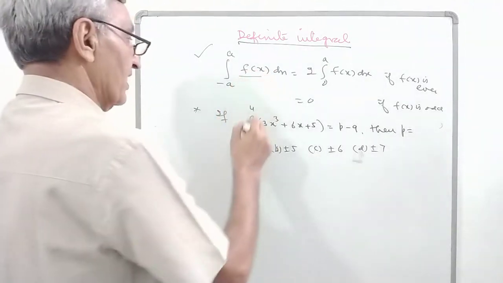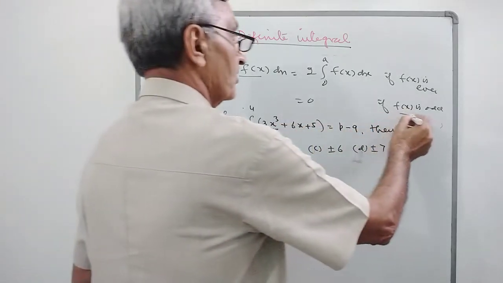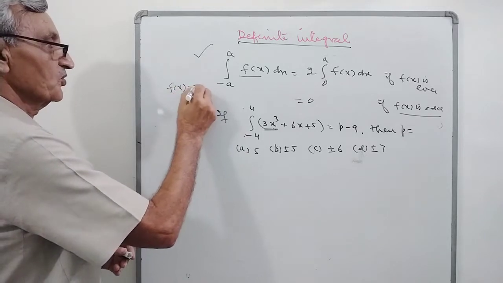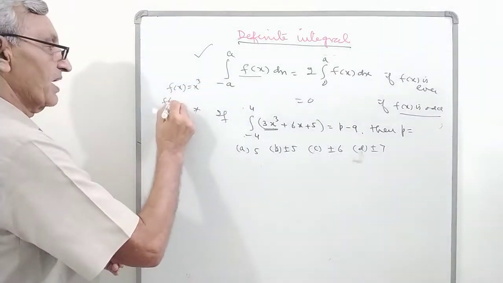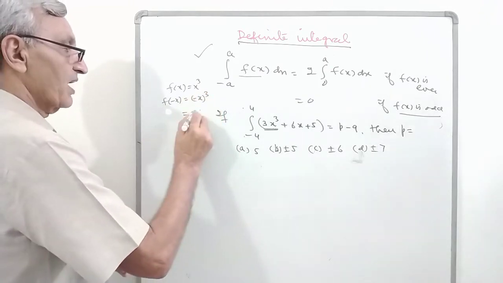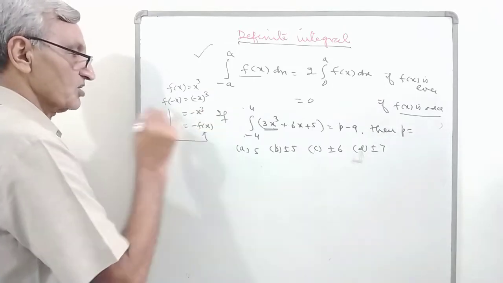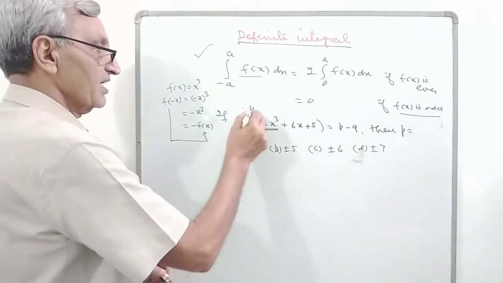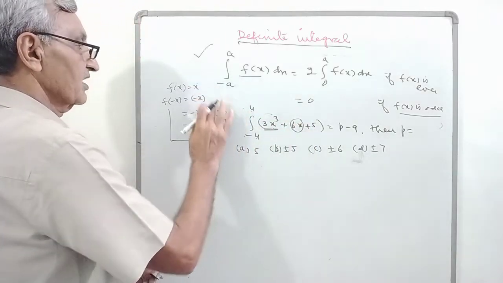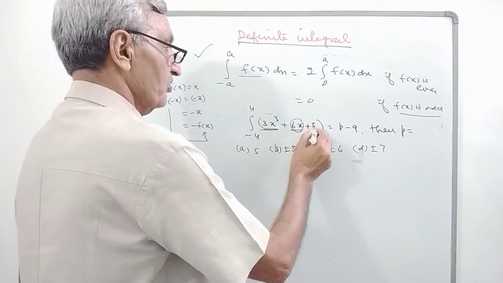Here I got -4 to 4. This x cube is odd, because f(x) is equal to x cube. Then f(-x) is equal to (-x) whole cube, which is equal to minus x cube, which is equal to minus f(x). This indicates an odd function. Therefore, the integral from minus a to a of an odd function is 0. So the odd part is equal to 0, and what is left is only 5.